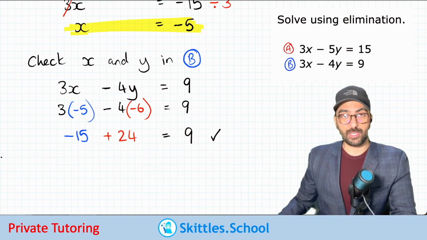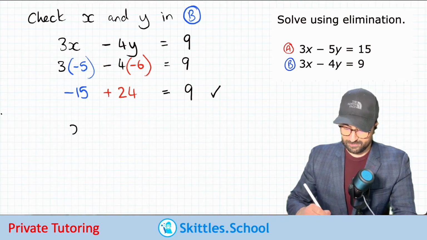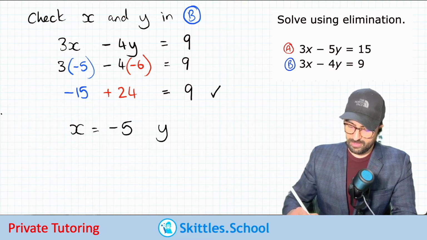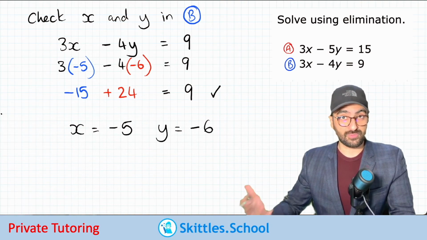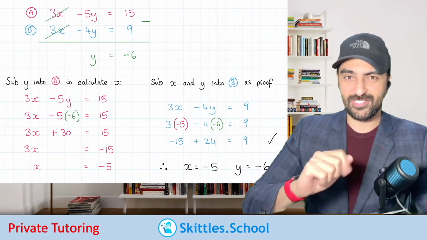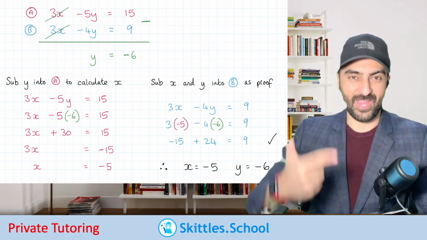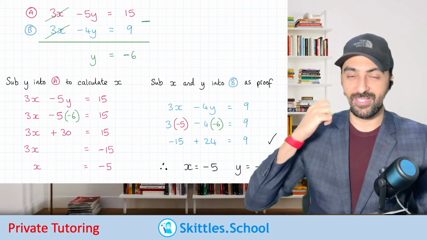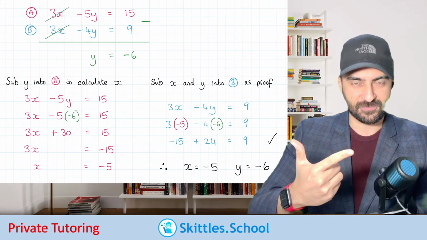Therefore, our values for x and y are correct. x was minus 5 and y was minus 6. And we know we've got it right because we've checked it. And that is all it takes. The key skills which I used in this question were algebra, algebra, and more algebra. No, seriously, the key skills were simultaneous equations, the elimination method, and solving algebraic equations.